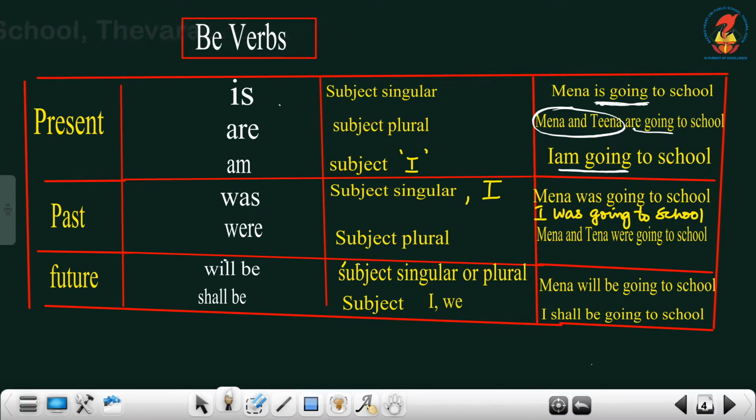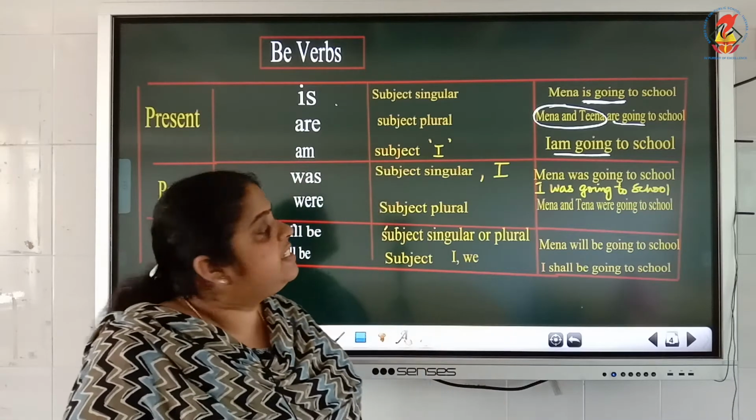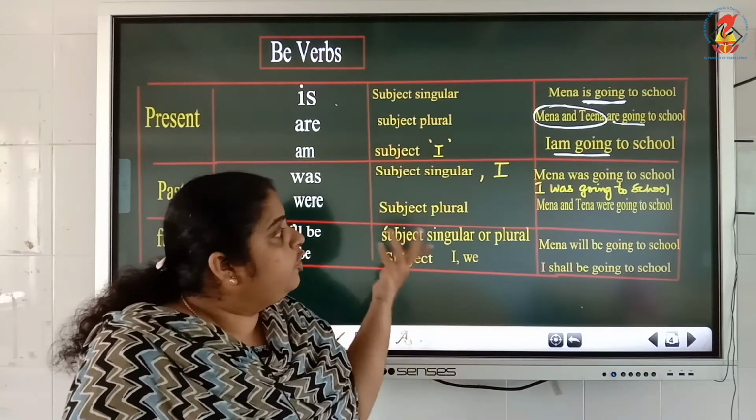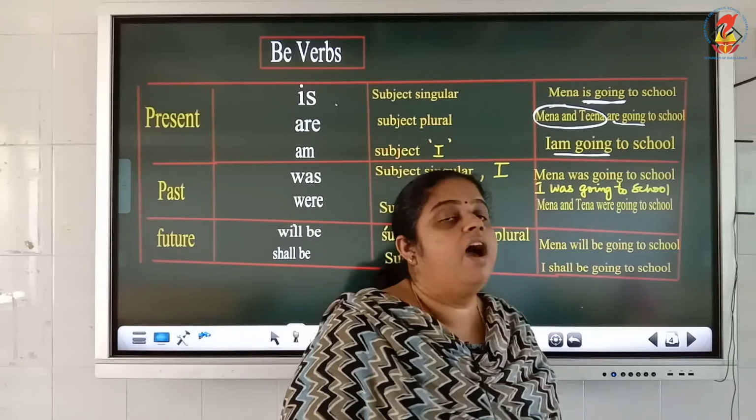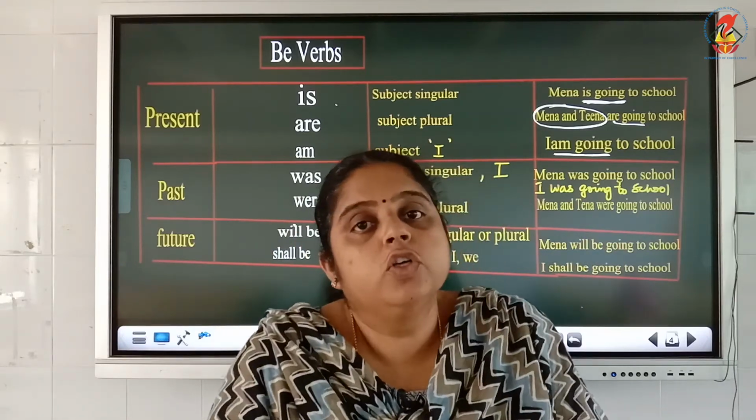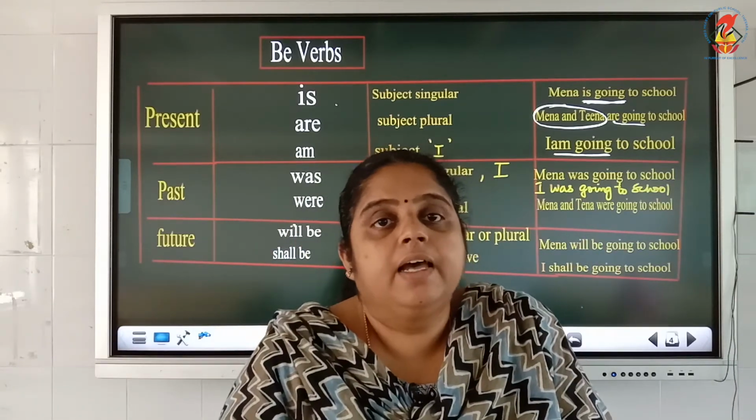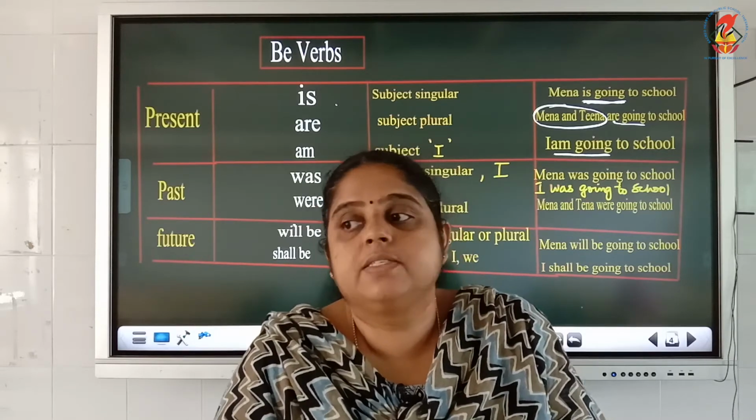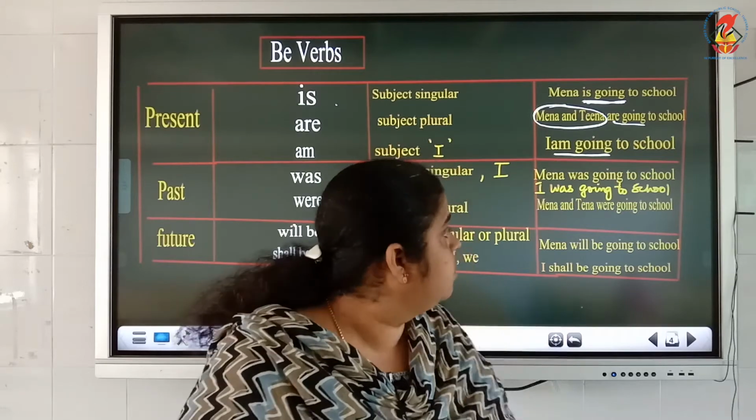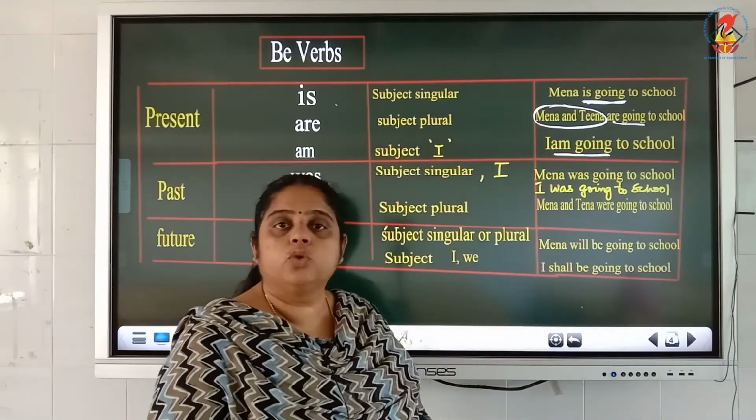Is that clear to you? Then if the subject is plural, we use were. Meena and Tina were going to school. We don't use was going to school. Two persons are there, so since it is plural, we use were going to school.